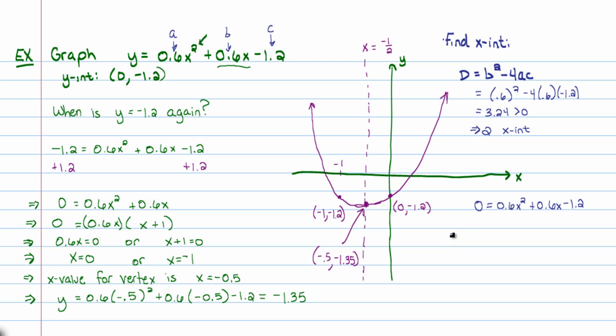And the quadratic formula is just going to give us x is equal to the opposite of b plus or minus the square root of our discriminant all over 2a. Our discriminant we've already calculated, so we haven't wasted any time here. And the opposite of b is negative 0.6 plus or minus the square root of 3.24 all over twice a, so 2 times 0.6.